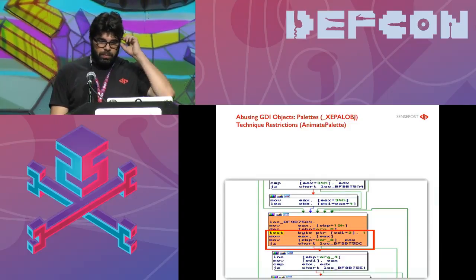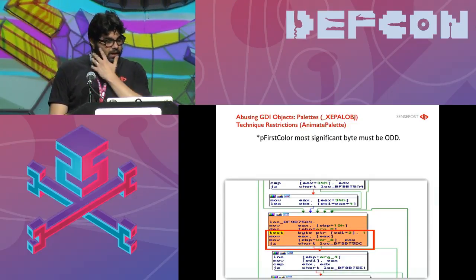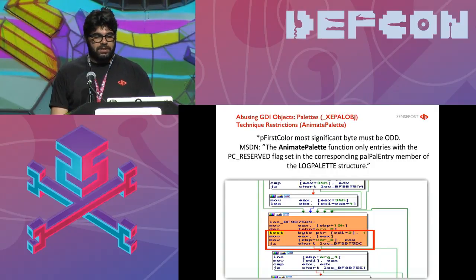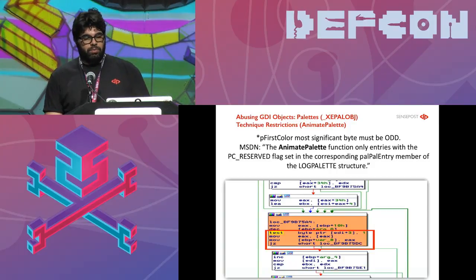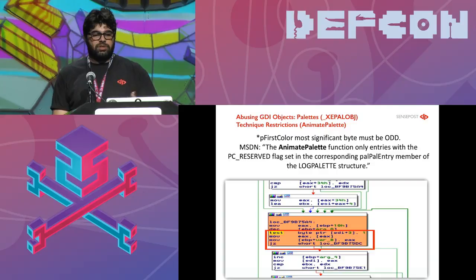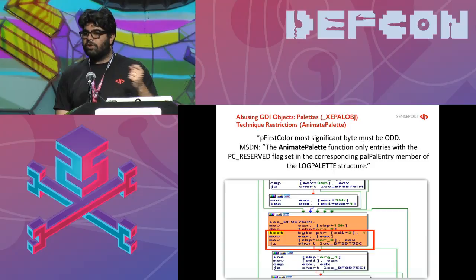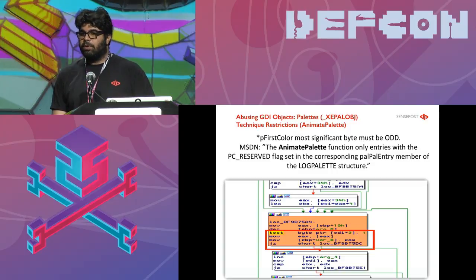The second restriction I want to talk about is about AnimatePalette. So AnimatePalette requires that the pointer pointed to by pFirstColor has to be of an odd value. The first byte of it has to be of an odd value. And we know the reason why, thank you MSDN. Specifically, AnimatePalette would only work on entries that have the PC_RESERVED flag set. And that flag is effectively one, so you can see highlighted there that the function tries to test for one before writing. Now, this didn't really represent any problems in x86 systems, since you can easily control where the palette is and control the first byte of the pool memory to be an odd value. However, in 64-bit systems, it proved to be a bit of a problem to set the first part of the address, since it's always FF.